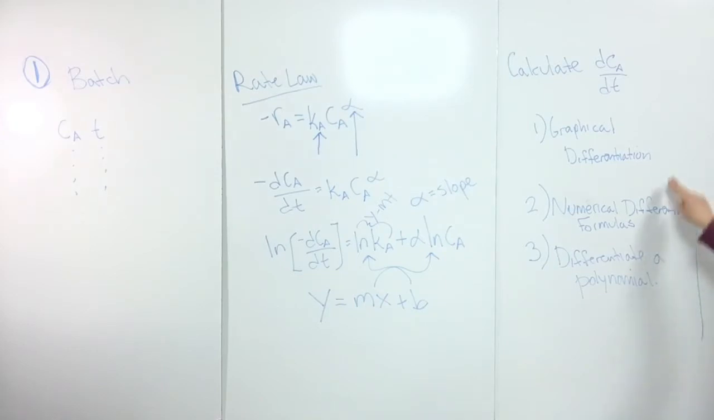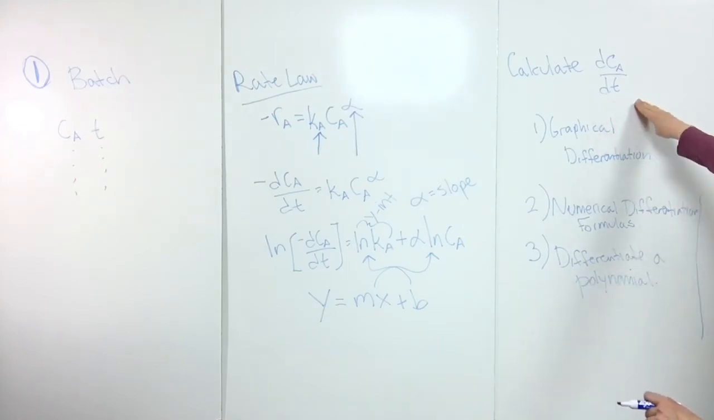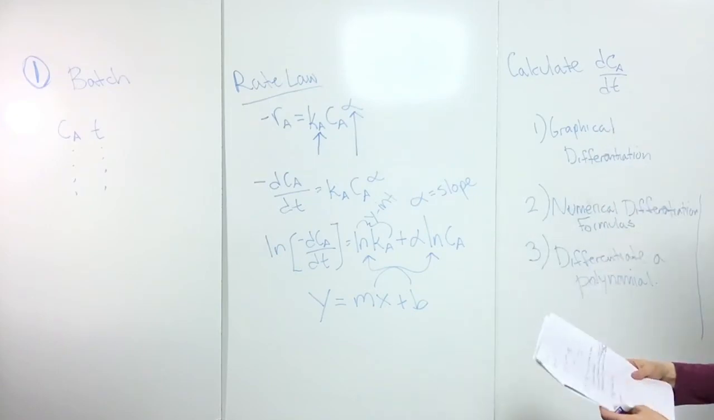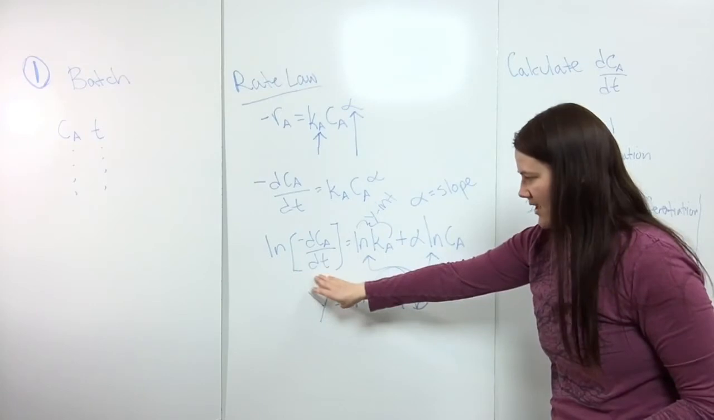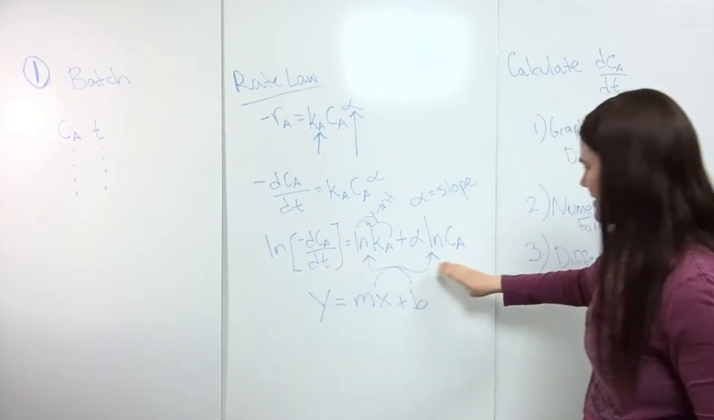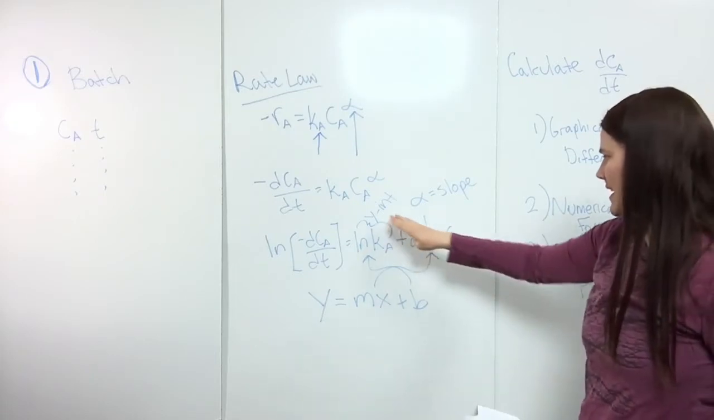And so I'll show you real quick, well, okay, so first of all, taking a step back. So once you get dCA dt, then I already pointed out, you would just take the natural log of it and you would plot that versus the natural log of CA, and then you can get your slope.